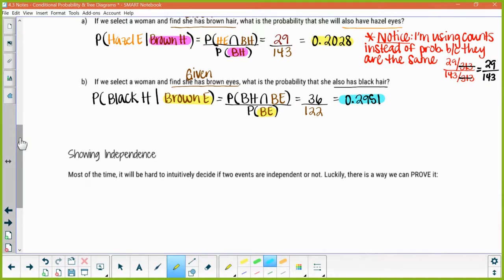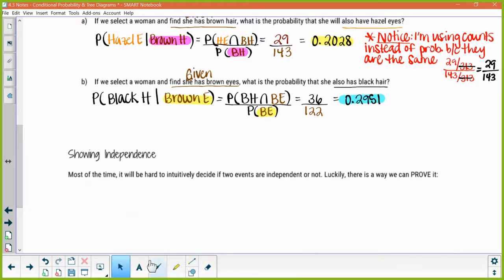Okay, so we have used the conditional probability formula. Now we are going to go on and talk about how we can use this to help us show independence, because a lot of the time it's really hard to decide if 2 events are independent or not. So we will go the formula route versus just assuming independence as we did in our inference testing.